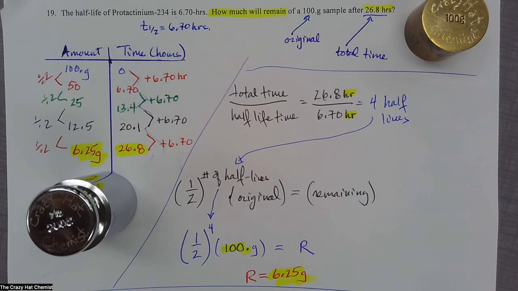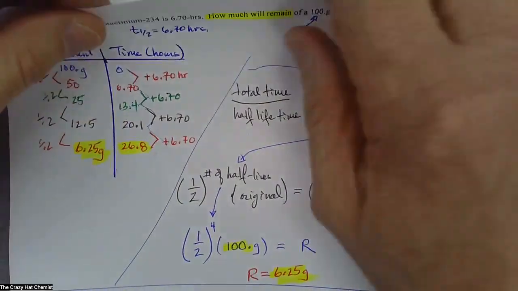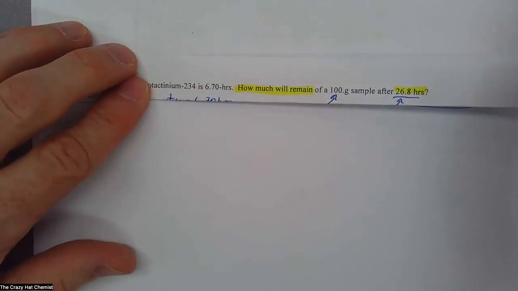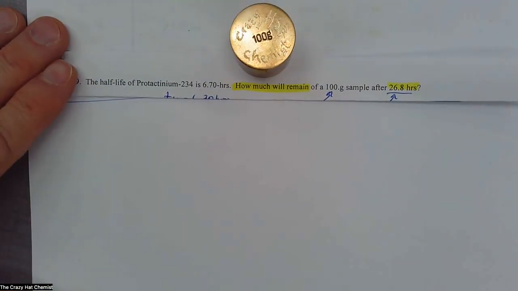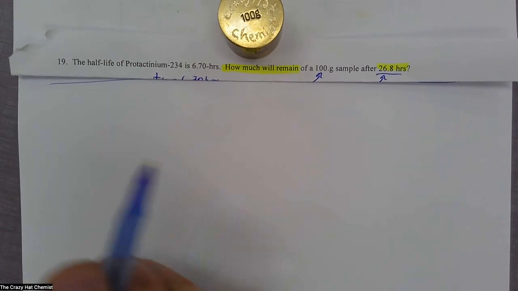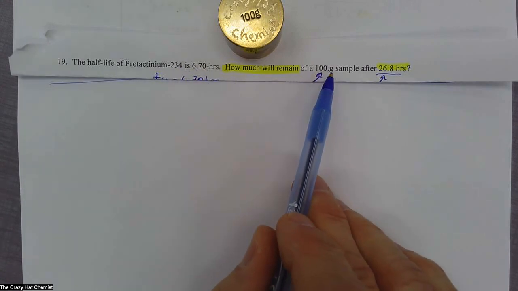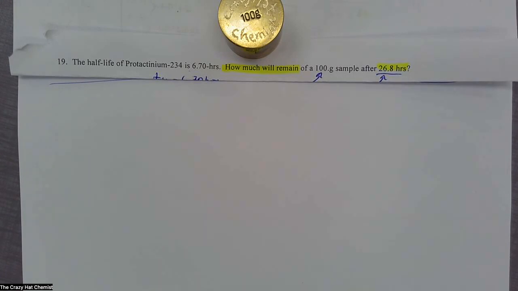So what we're going to do is we're going to slide this up. So I'm going to do a little folding of this paper here because I am going to try to get just the question here for our problem so that you can see that still. Okay, perfect. So there we go. So you should see that we are doing the same problem. Okay, we have not changed the problem. It says the half-life of protactinium-234 is 6.70 hours. How much will remain of a 100-gram sample after 26.8 hours?